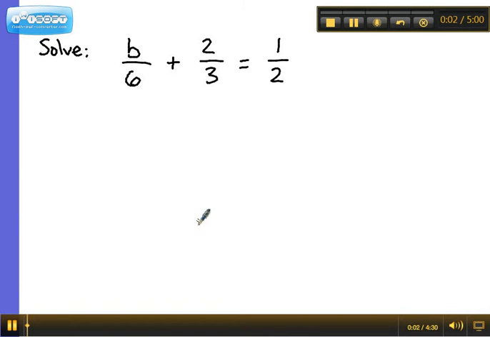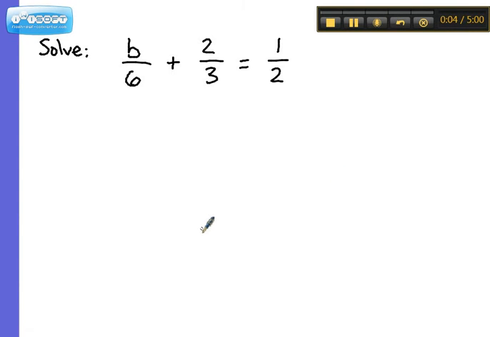Alrighty, this is solving a two-step equation. This time we have fractions. So this is more of an advanced version. Now, fractions are nice and all, but it's really easy to do these problems without fractions. So we're going to get rid of the fractions right from the very beginning.